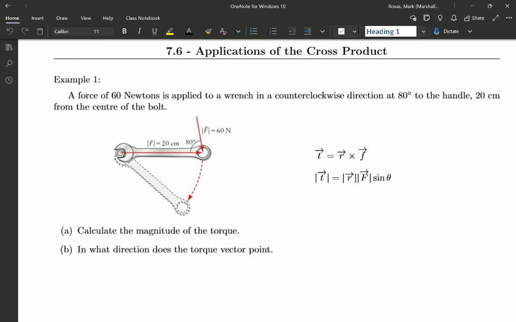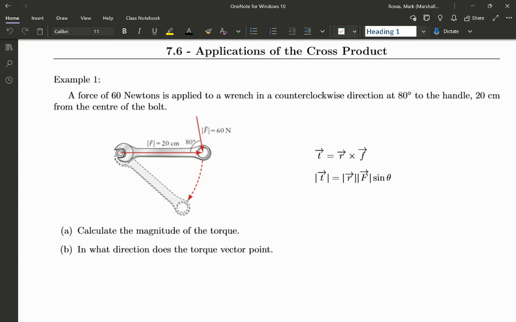Here we have an example where we have a force of 60 newtons applied to a wrench in a counterclockwise direction at 80 degrees to the handle, 20 centimeters from the center of the bolt, and we're asked to calculate the magnitude of the torque.